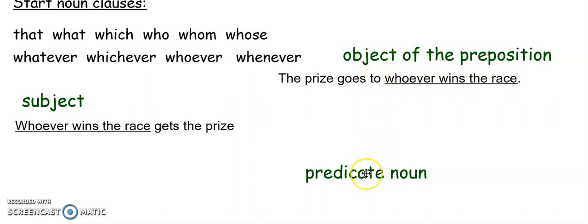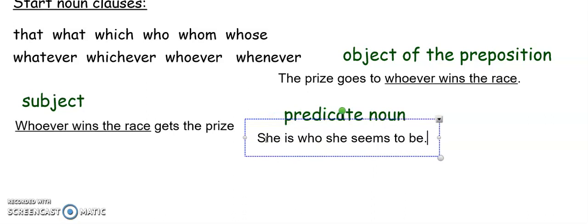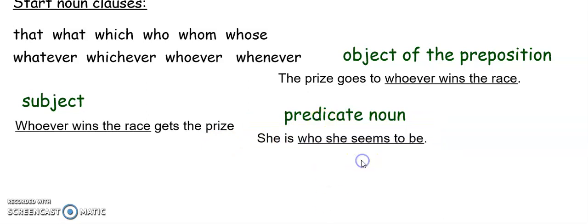All right? A predicate noun, let's see if I can come up with one. Oh, here we go. She is who she seems to be. So, who she seems to be is our clause. It has its own subject and verb. And the whole thing is acting as a predicate noun renaming she.